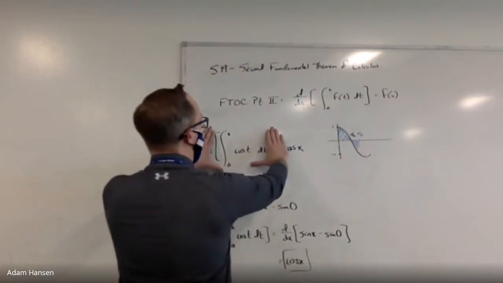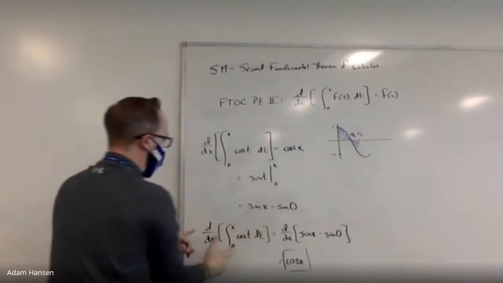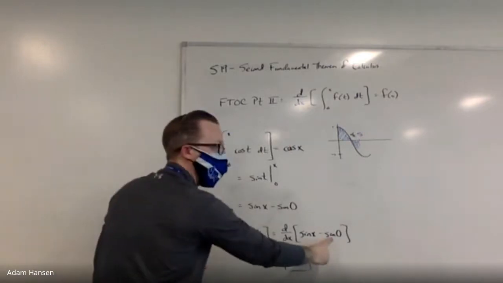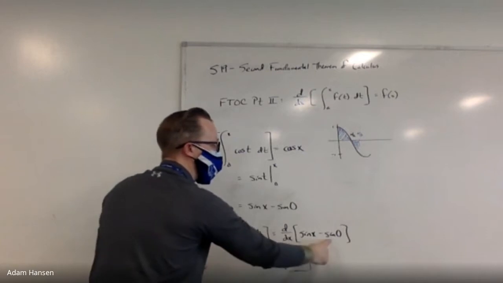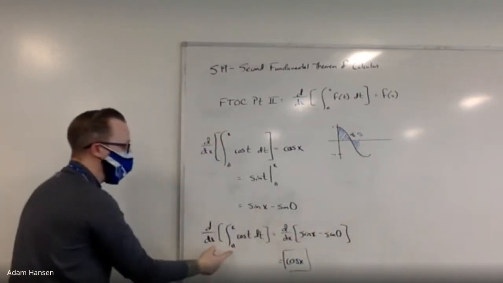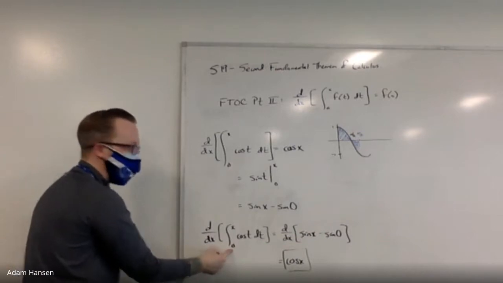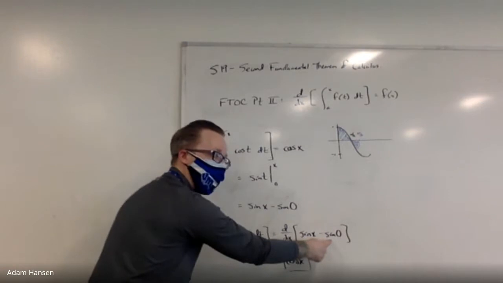The first part's evaluated using the first fundamental theorem. But then once you take the derivative, this second part goes away. The derivative of sine x is cosine x. What's the derivative of sine 0? 0. Well, if this bottom thing is always a constant, and I plug it into a function, wouldn't this just always give you some constant whose derivative is always going to be 0?